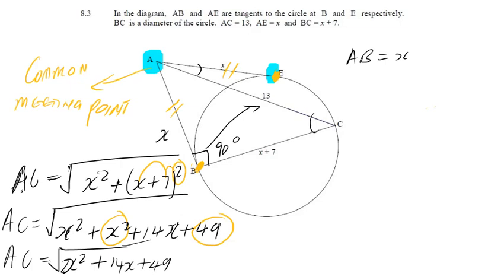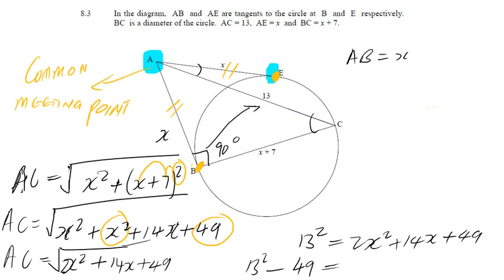We know AC. AC is 13. So we have 13 squared is equal to 2x squared plus 14x plus 49. Then you're going to take the 49 to the other side. You're going to say 13 squared minus 49 equals 2x squared plus 14x. Here you're going to use a quadratic equation, I can tell you now.